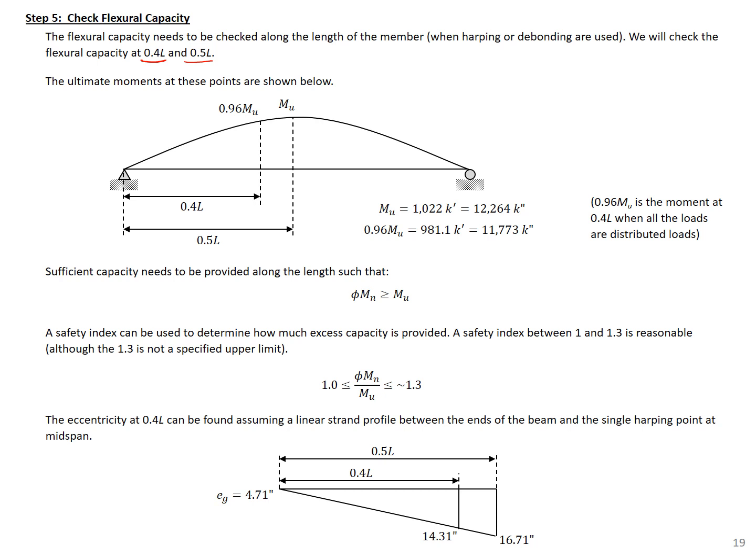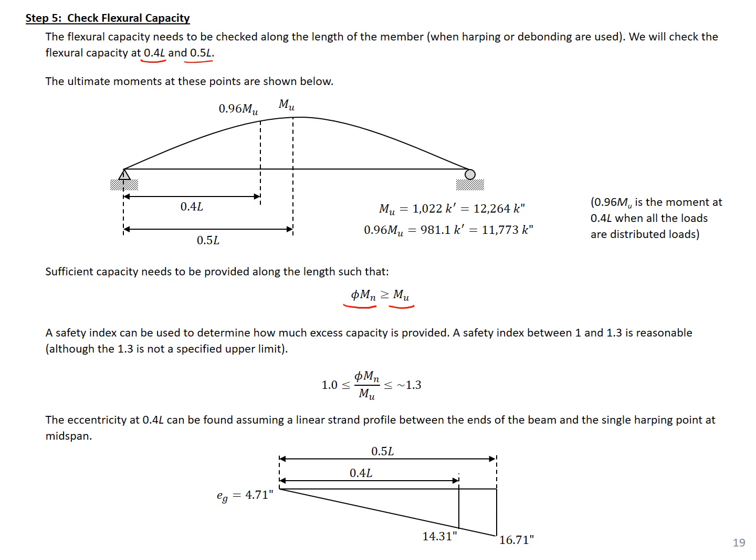At all locations, we need to make sure that our factored nominal moment is greater than or equal to our strength demand, so our Mu. And we can also represent this as a safety index by taking phi Mn divided by Mu. We need this to be greater than 1, but we want it to be less than about 1.3 or so. The higher this is, the less efficient our section is.